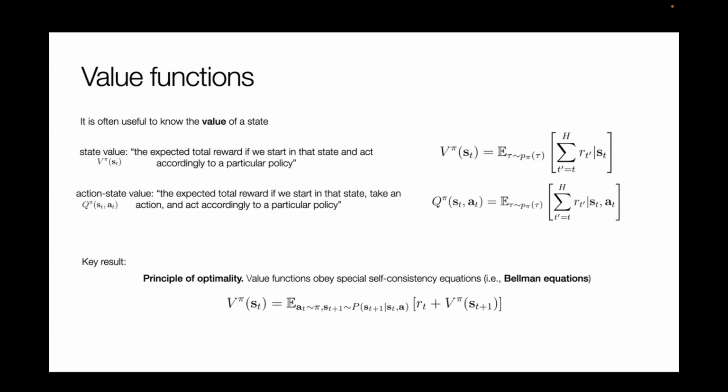And a key result that drives many algorithms out there is based on the principle of optimality, which essentially allows us to show that value functions obey special self-consistency equations known as Bellman equations. And these essentially say that value functions can be decomposed in the reward that we obtain at a specific time t plus the value of the next state. This is extremely useful and follows the principles of dynamic programming because it allows us to decompose the problem in time while optimizing only for a one-step look ahead through the use of the value function itself.